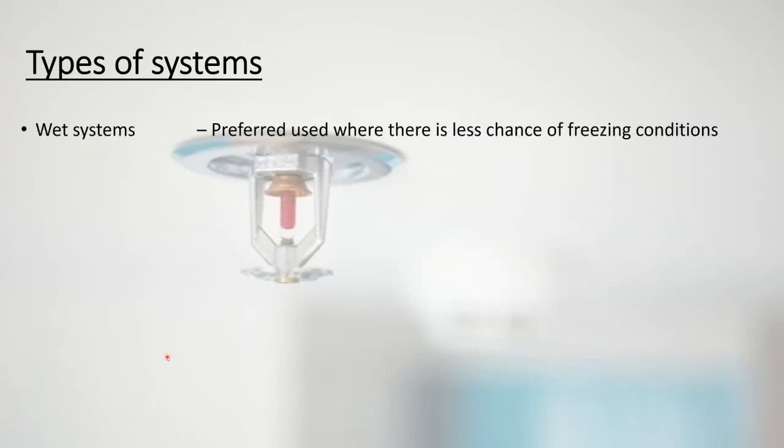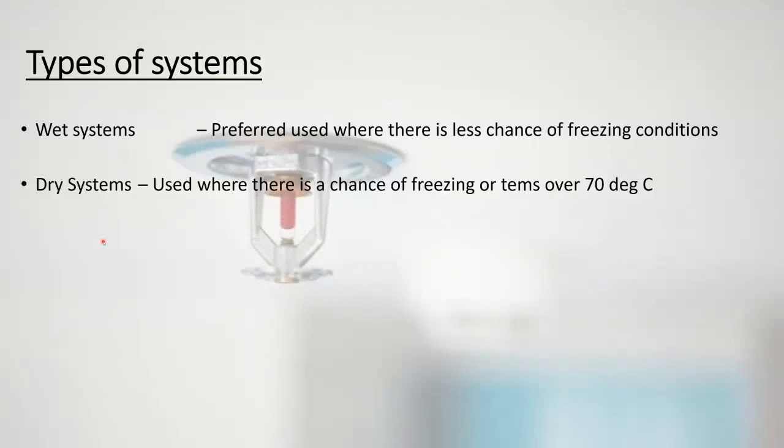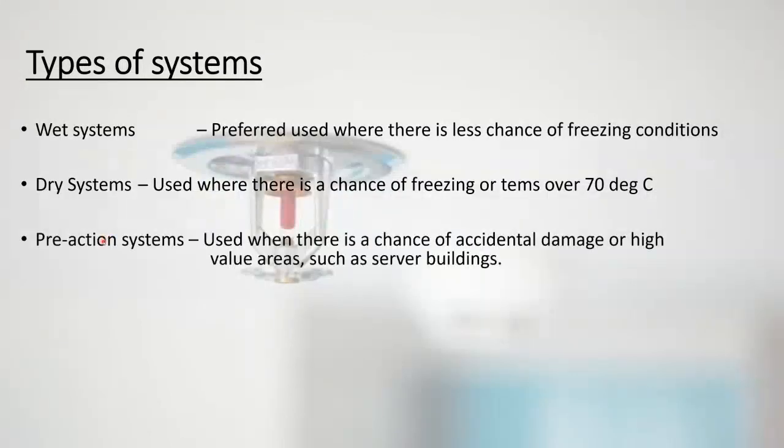Types of systems: you get a wet system. A wet system is preferred, and you use it where there's less chance of freezing in the building. Dry systems are used where there's a chance of freezing or temperatures under 70 degrees, so cold stores. Whiskey warehouses use them a lot. Pre-action systems are used when there is a chance of accidental damage or in high value areas, such as servers.